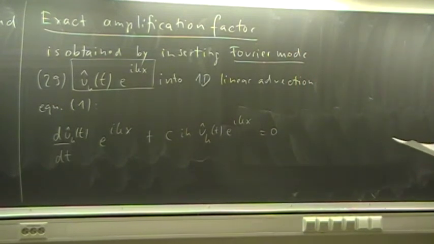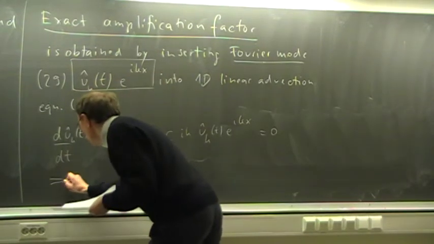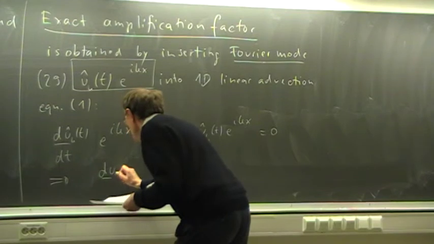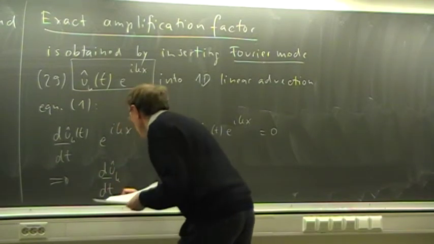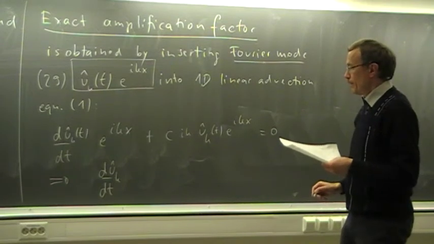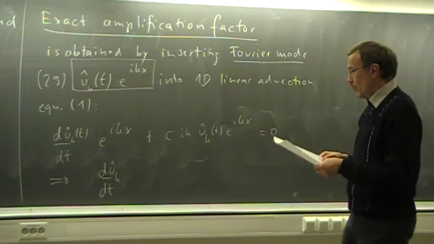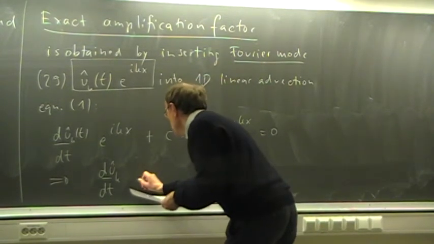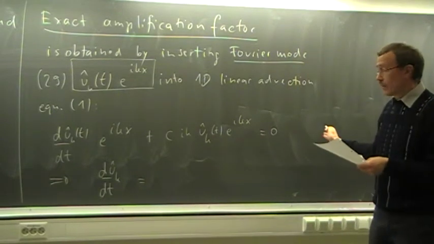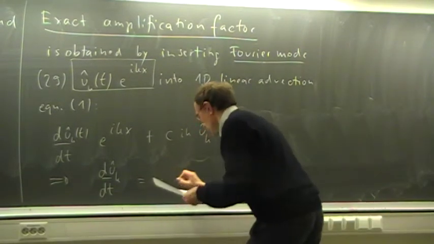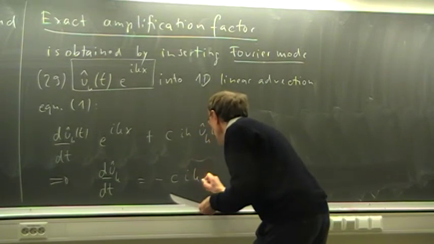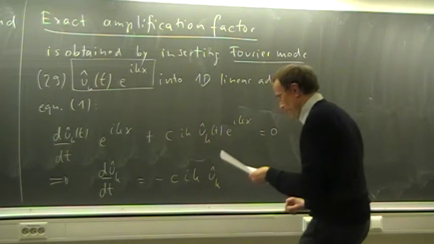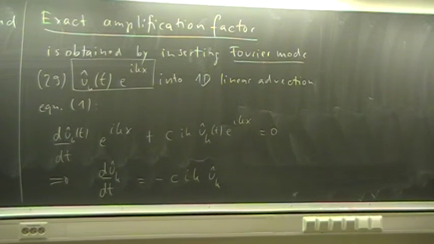So we can divide by e to the ikx, and then we get that the time derivative of our Fourier transform u hat for wave number k is equal to, and now we put that on the right hand side, minus c i k u hat k. And this is a simple linear ODE of which we know the solution.